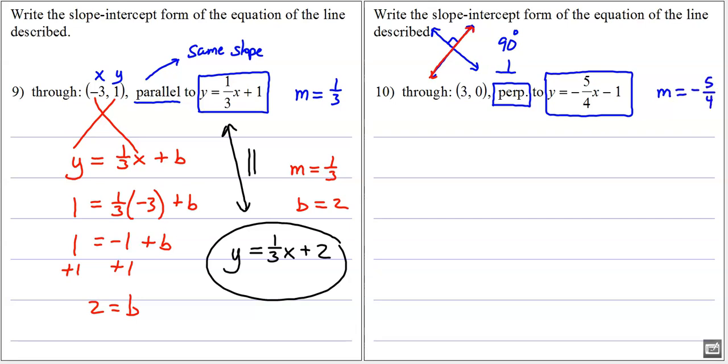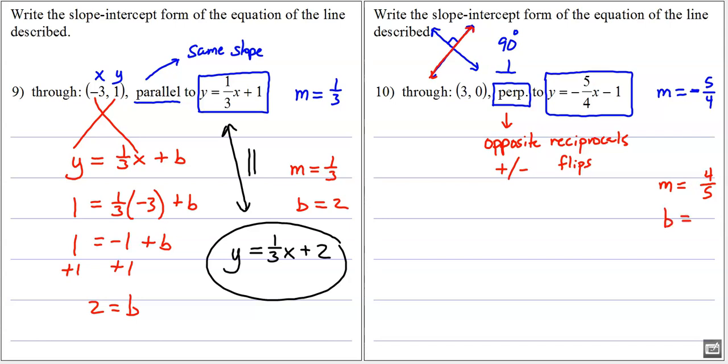Now with parallel, I just made mine be the same, but perpendicular is a little different animal. When you want to be perpendicular, your slopes need to be opposite reciprocals. So opposite means one's got to be positive, one's got to be negative. So if I notice up here, theirs was negative, so my slope is going to be positive. And reciprocals you can kind of think of as flips of each other. So if they're 5/4, I need to trade places and I need to be 4/5. So now I have a slope. It's positive 4/5.